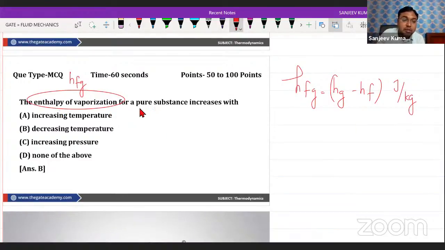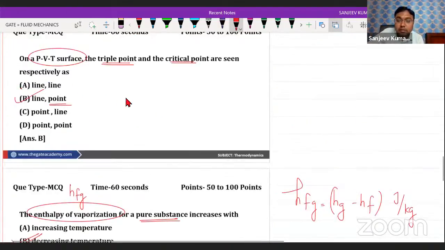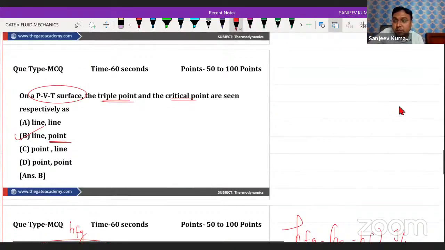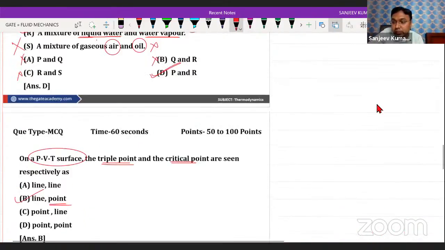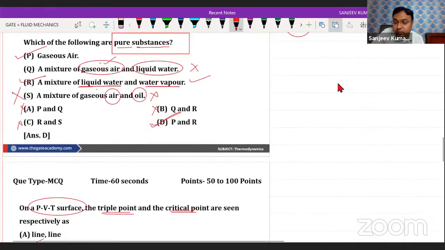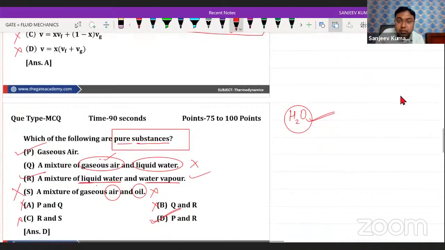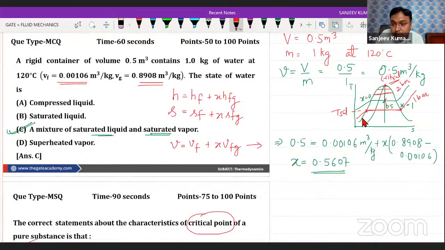Enthalpy of evaporation for a pure substance increases with, correct? Increases with decreasing temperature, right? Decreasing temperature. So if you come down, you can see in this diagram, your enthalpy of evaporation keeps on decreasing. And if you still come to a lower pressure, your enthalpy of evaporation, this one is the highest, hfg. This is your hfg. Okay.